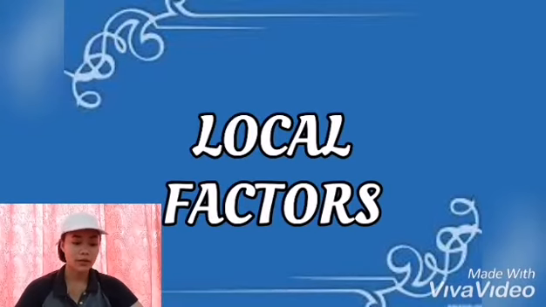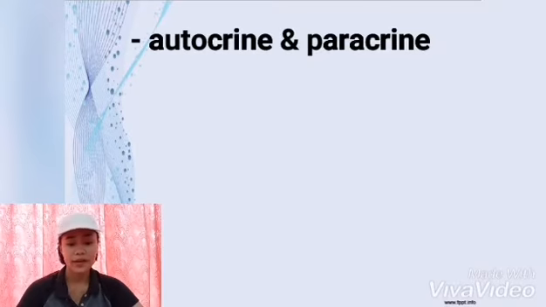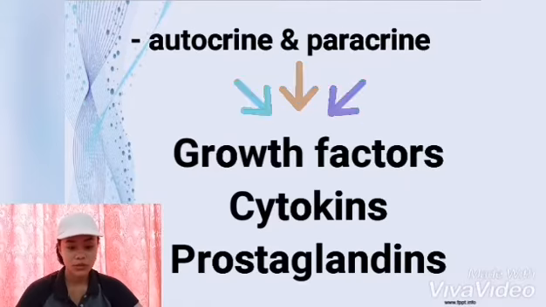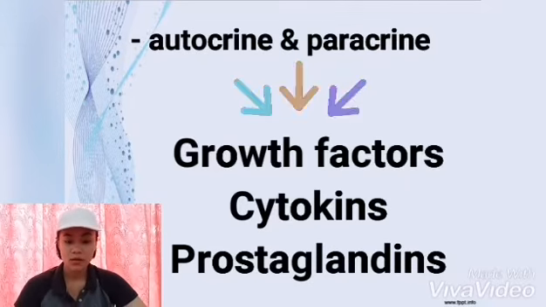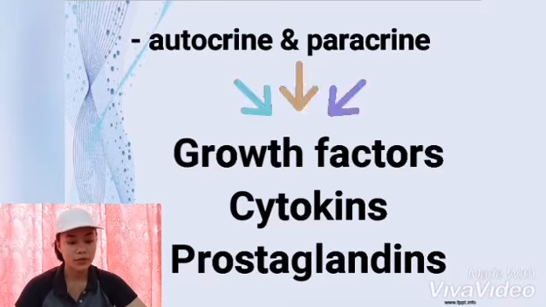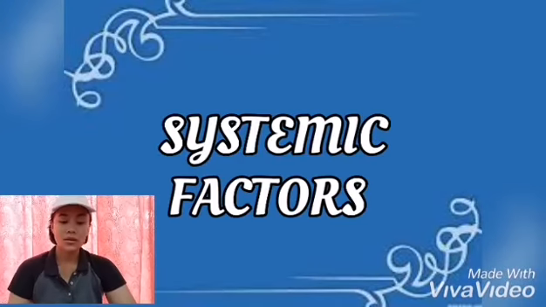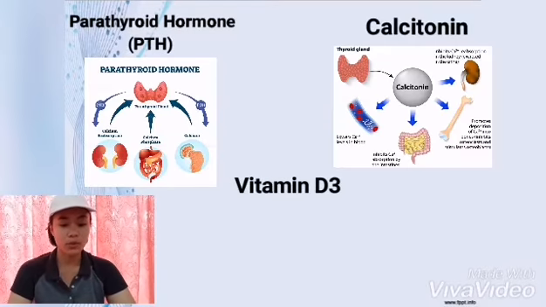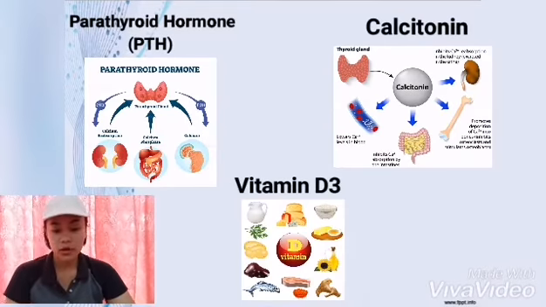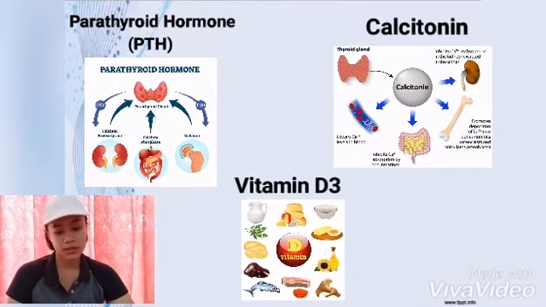Now, the local factors include autocrine and paracrine molecules such as growth factors, cytokines, and prostaglandins produced by the bone cells, besides factors of the bone matrix that are released during bone resorption. The systemic factors which are important to the maintenance of bone homeostasis include parathyroid hormone, calcitonin, and vitamin D.